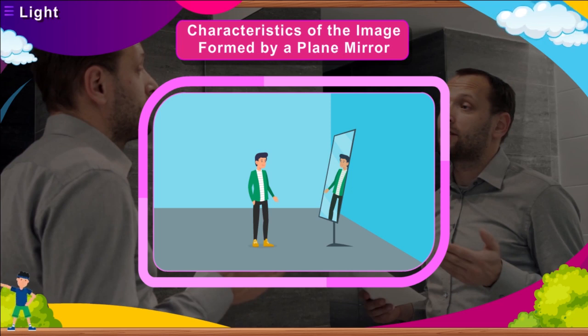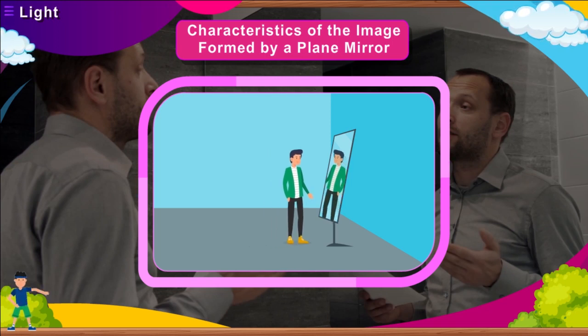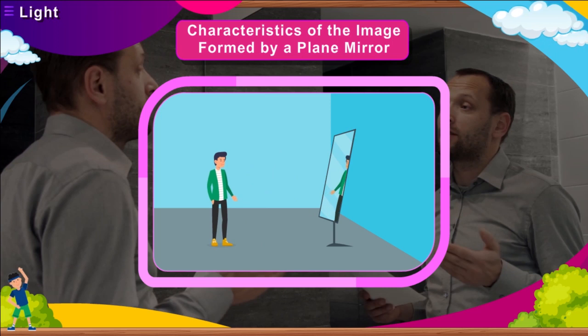Stand in front of the mirror and then move back and forth. You will find that when you move closer to the mirror, the image also seems to move closer. And when you move away from the mirror, the image also seems to move further away. The reason is that in a plane mirror, the distance of the image from the mirror is equal to the distance of the object from the mirror.